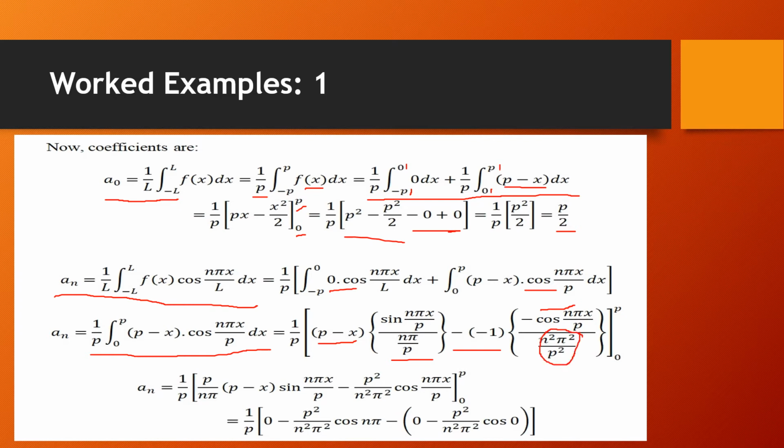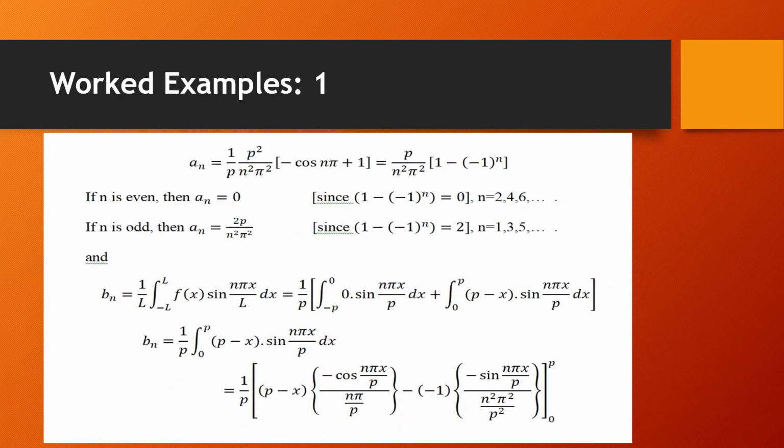Now putting the value of upper limit p and lower limit 0, we get 1 upon p times 0, p square by n square pi square cos(n pi) minus 0, p square by n square pi square cos 0. Cos(n pi) is equal to (minus 1) to the power n and cos 0 is 1. Now we get the value of a_n. a_n is equal to p upon n square pi square times (1 minus (minus 1) to the power n).